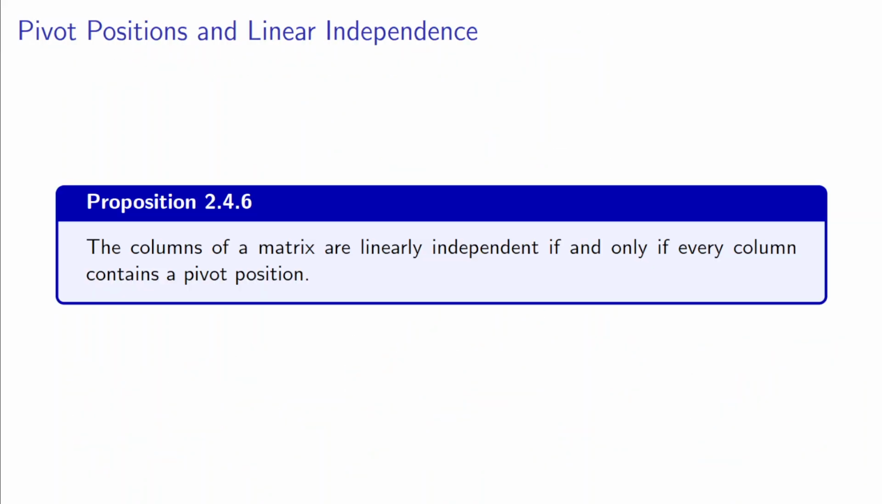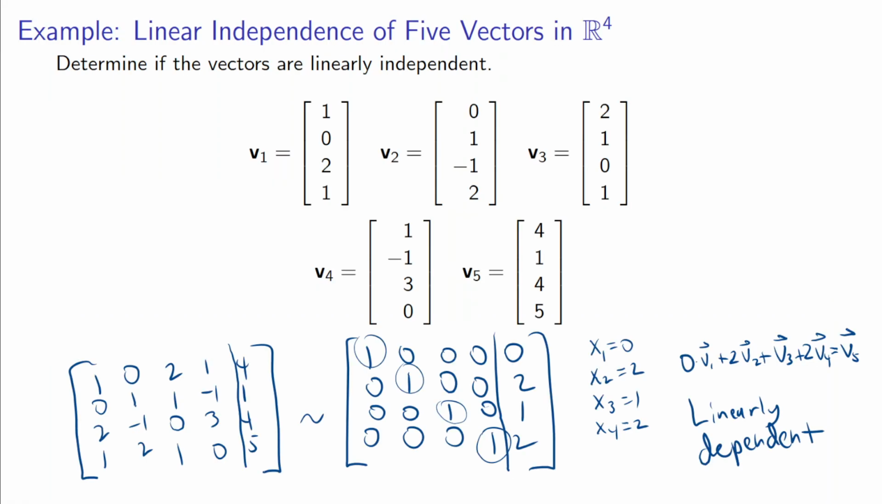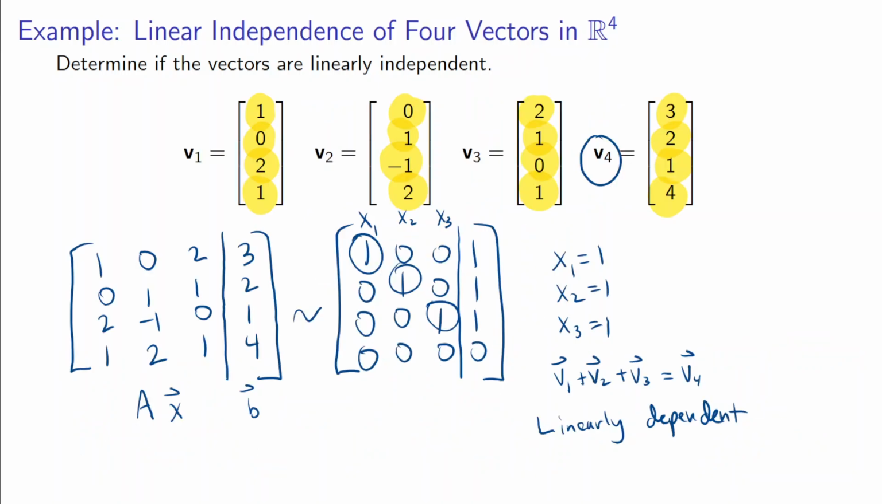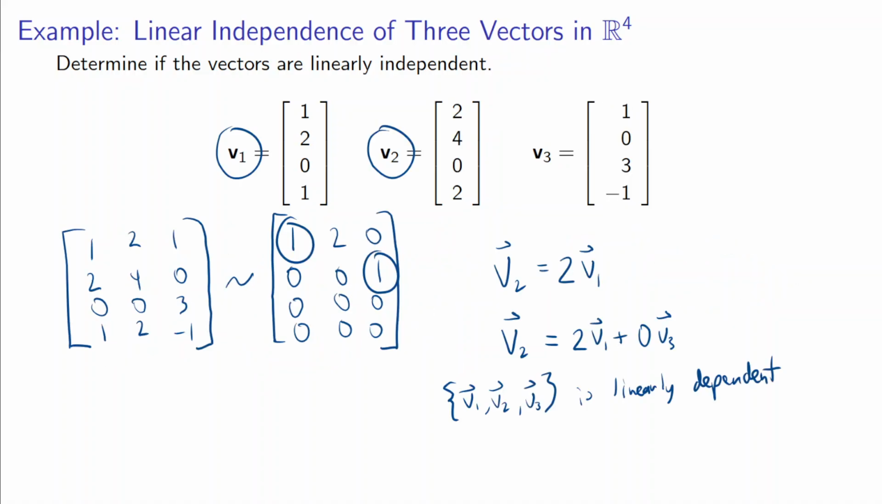So let's take a look at proposition 246. This says that the columns of a matrix are linearly independent if and only if every column contains a pivot position. And that's what I was alluding to with those examples. One of the ways to hopefully convince yourself that this makes sense is to look at these different examples and notice why a matrix might not have a pivot in a column.